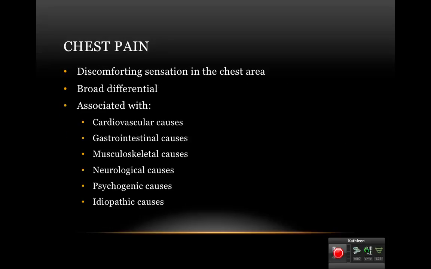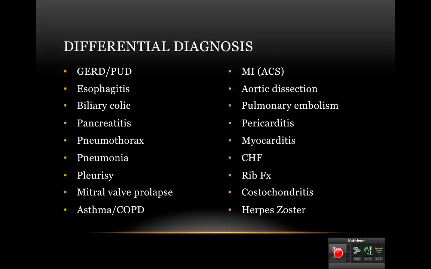Chest pain, a discomforting sensation in the chest area, has a broad differential associated with cardiovascular causes, GI causes, musculoskeletal causes, neurologic causes, psychogenic causes, and idiopathic causes. So the differential diagnoses are GERD, peptic ulcer disease, esophagitis, biliary colic, pancreatitis, pneumonia, pleurisy, mitral valve prolapse, asthma, COPD, acute coronary syndromes, aortic dissection, PE, pericarditis, myocarditis, CHF, rib fracture, costochondritis, and herpes zoster.